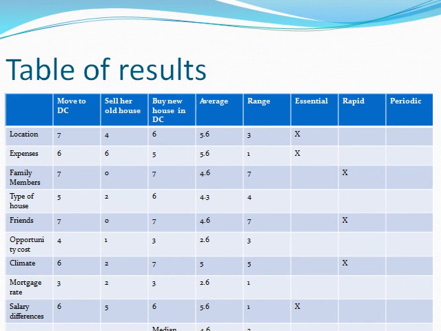The result of our needs assessment shows a long list of problems we have to consider in making a decision, which include location, expenses, family members, type of house, friends, opportunity cost, climate, mortgage rate, salary differences.